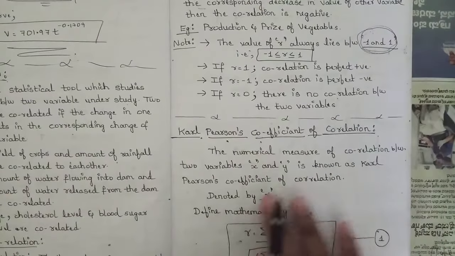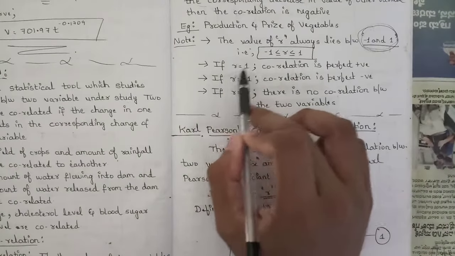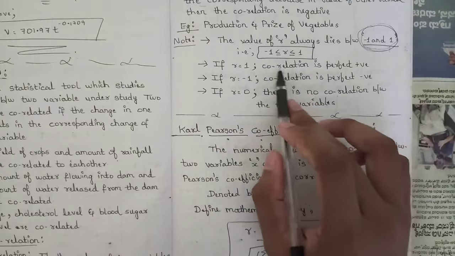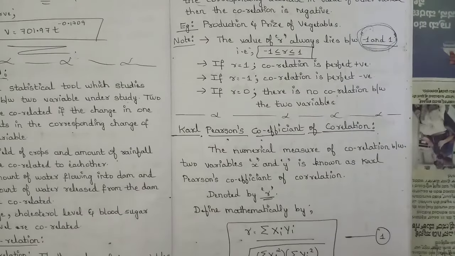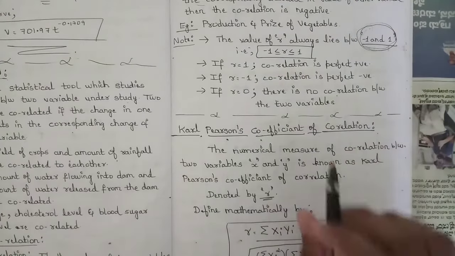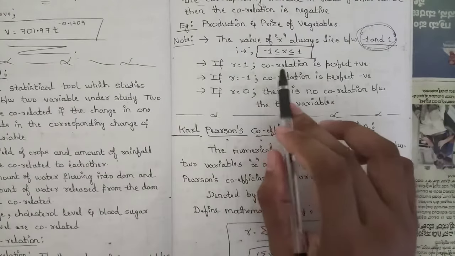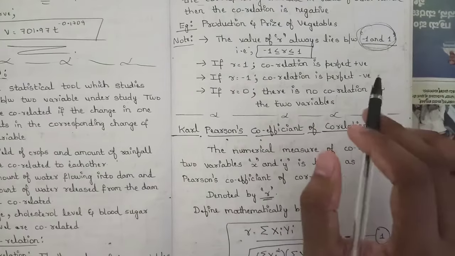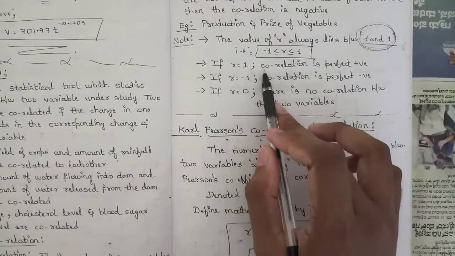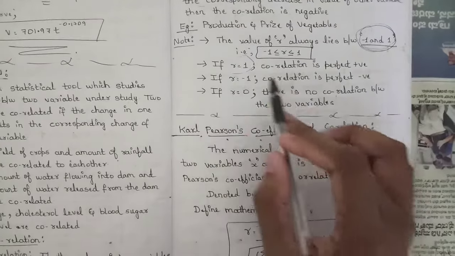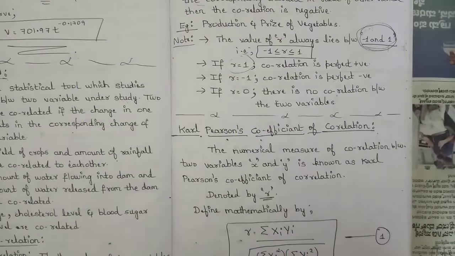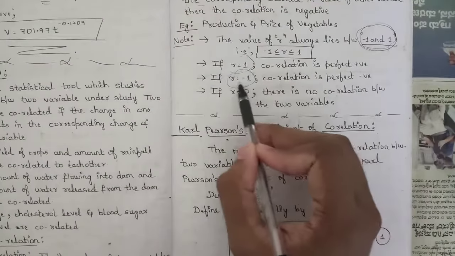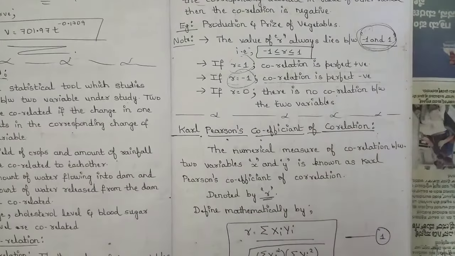Here we have a few conditions. If R is perfectly equal to 1, then we can say that the correlation is perfect positive. Sometimes in the question they give some data, and at the end they ask you to prove that the coefficient of correlation is perfect positive. So we need to know that whenever the coefficient of correlation is exactly equal to 1, the correlation is perfect positive. If it is exactly equal to -1, then the correlation is perfect negative.